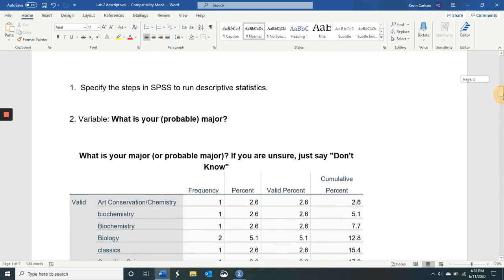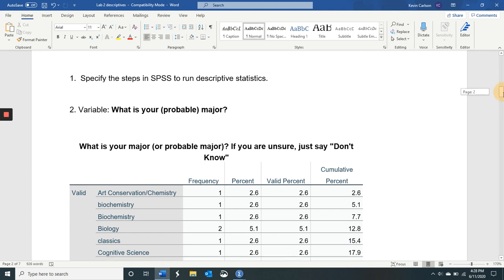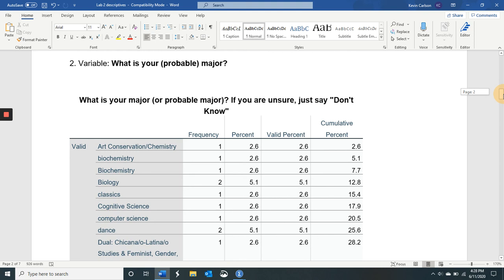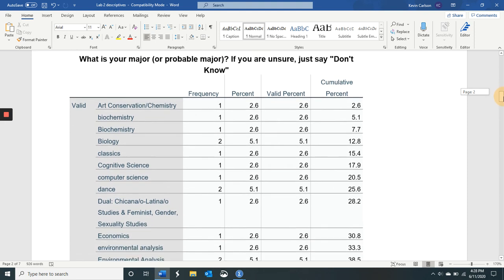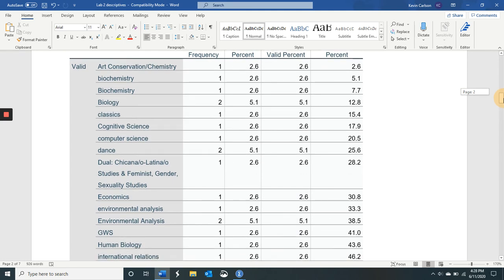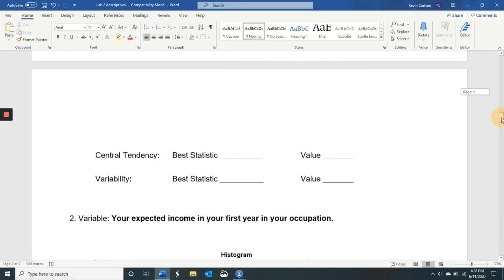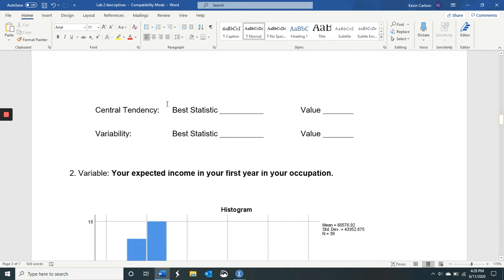So I also wrote up a little bit there. For question 1, don't forget that you need to specify the steps to run descriptive statistics. So if you missed that, go back and watch the beginning of this video. And just to show you what I have here, we have the variables here. And for each of the variables, I give you the frequency distribution. Based on the frequency distribution, you're going to have to choose the best statistic for both central tendency and variability, and the actual value of that statistic.